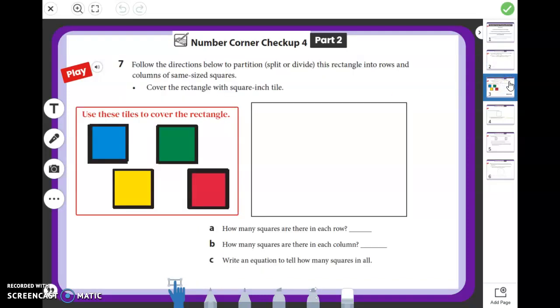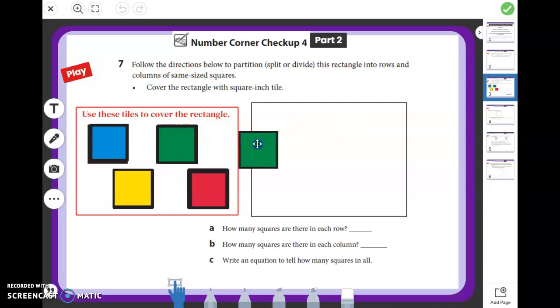On the next page, you are being asked to use these tiles to fill in a rectangle. Number 7 says follow the directions below to partition. That means to split or divide this rectangle into rows and columns of the same size squares. You'll cover the rectangles with square inch tiles.